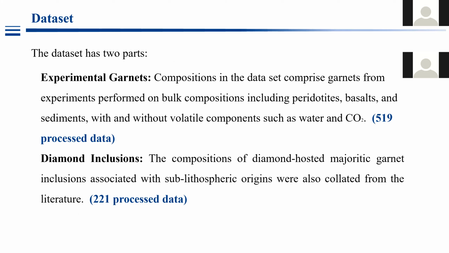And then we talk about their data set. The data set has two parts. The first is experimental garnets. The composition in the data set comprises garnet from experiments performed on bulk composition. And the second is the diamond inclusion: the composition of diamond-hosted meteorite inclusions associated with sublithospheric regions were also collected from the literature.